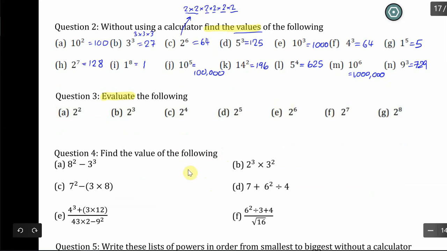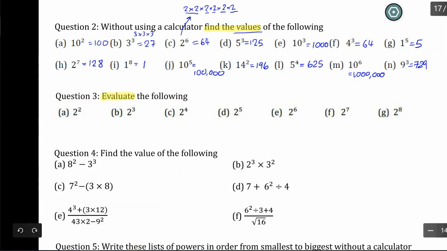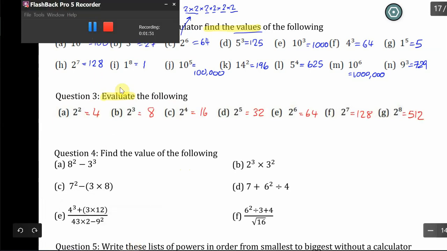So again, we should know most of these, very similar to question 1, just with a different worded question, that's all. So I'll pause the video here and fill in the answers. There we are. And you can mark your own work.